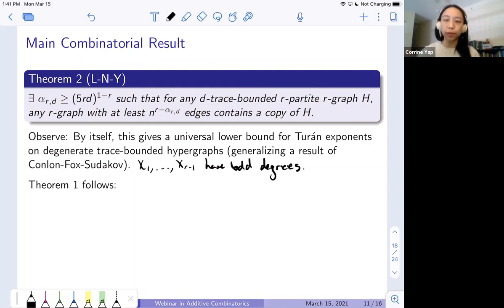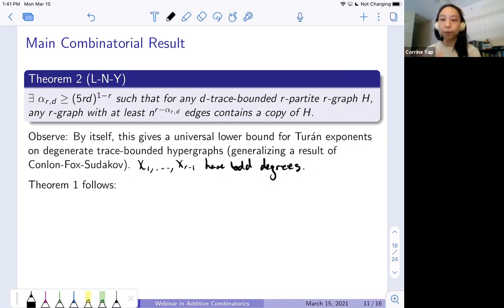Right, so not just the forward degrees are bounded, but overall, in all but one of the parts, the degrees are bounded. So their result had stronger assumptions. From here we can actually prove our theorem 1, which was about finding copies of homeomorphs, right?